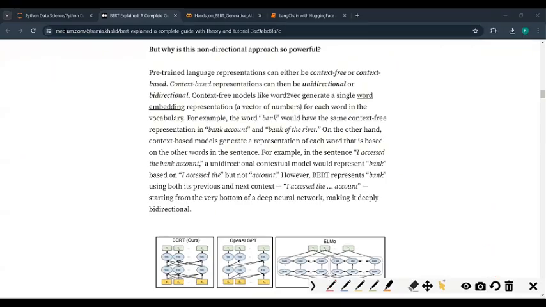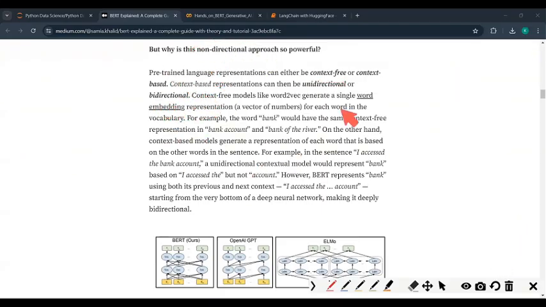Now, why is this non-directional approach so powerful? Non-directional means bi-directional. So they are saying that we can call this bi-directional when we go from left to right and right to left at the same time. We can call it bi-directional also, or we can call it non-directional because it is going in both directions. So sometimes you will see this word being used, sometimes bi-directional, both mean the same thing. And one directional will be called unidirectional, but bi-directional can be called bi and non-directional.